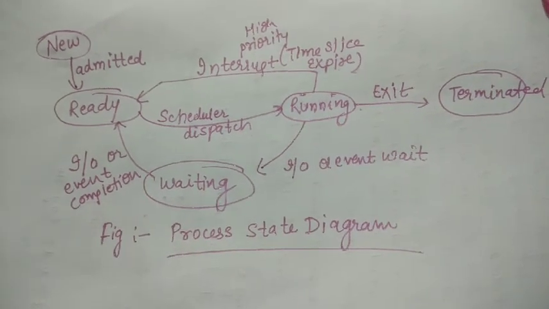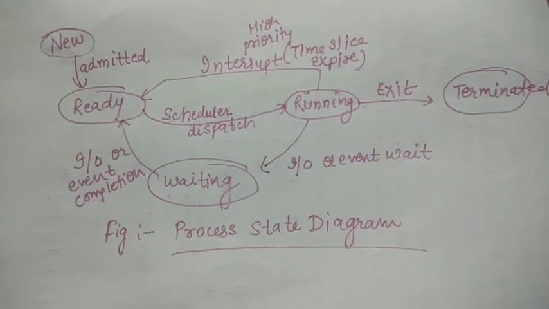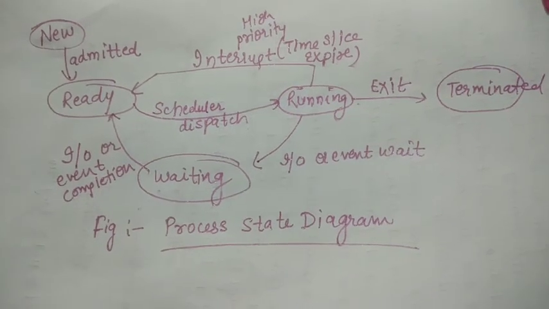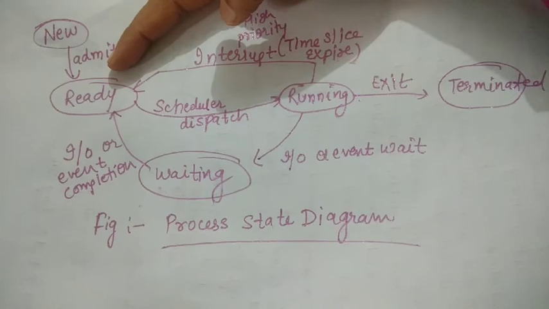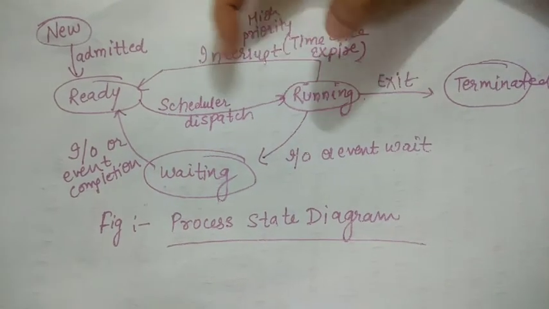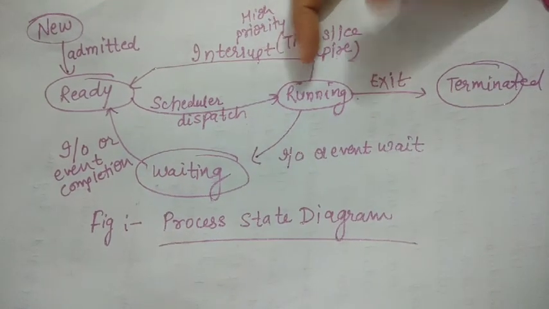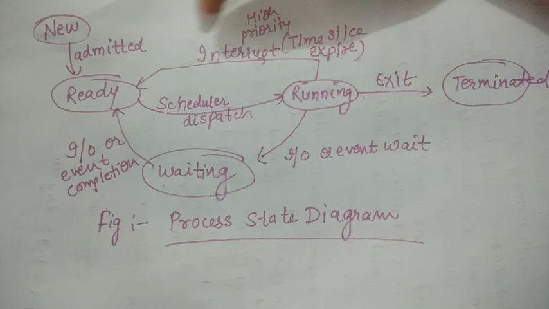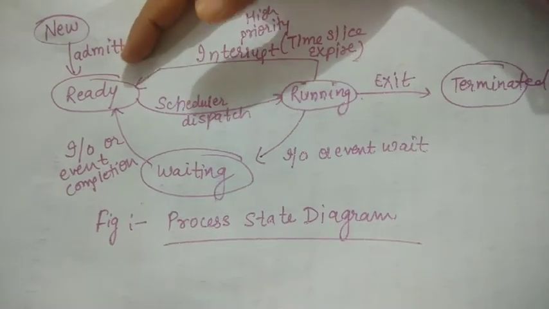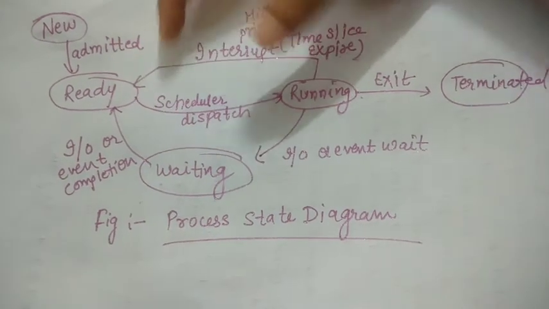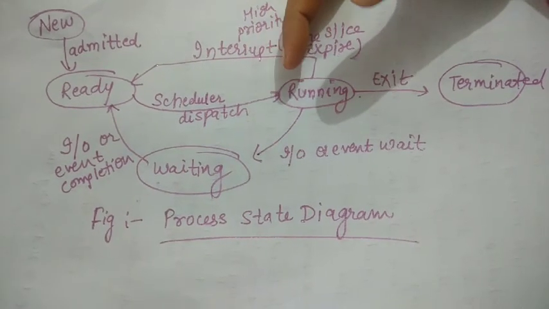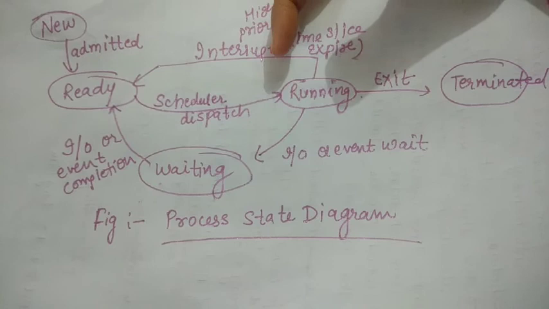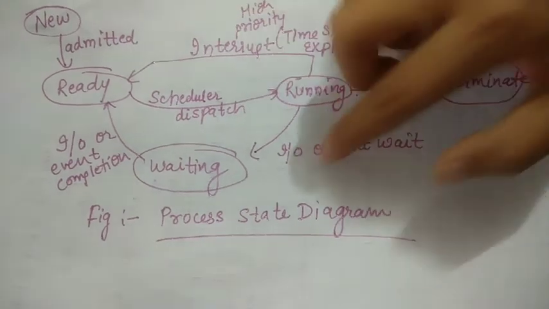So we see that when a process is created, it is in the new state, then it comes to the ready state where it waits to begin its execution, and once it is dispatched, it will go to the running state. After running, if there is an interrupt, it will come back to the ready state, and once the interrupt has been handled, it will go back to the running state. And again in the running state, if it has to wait for some input output operation or event, then it will go to the waiting state.